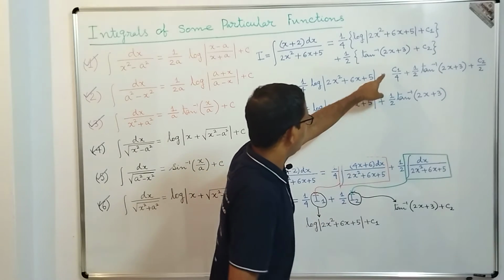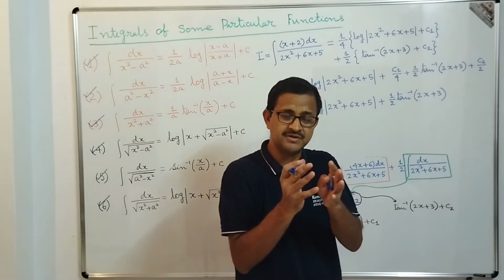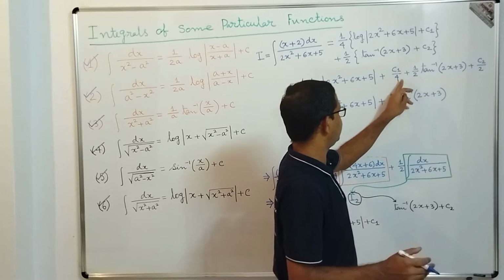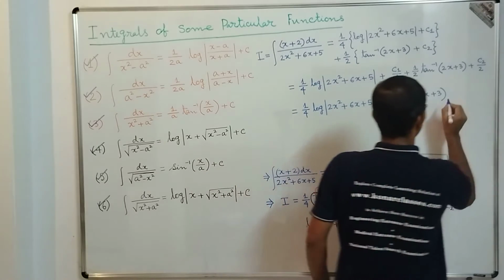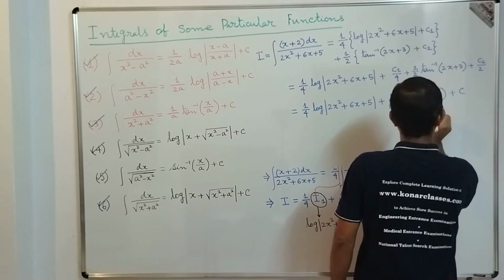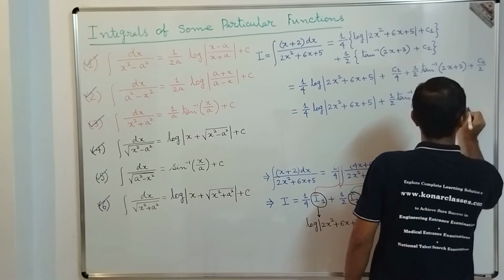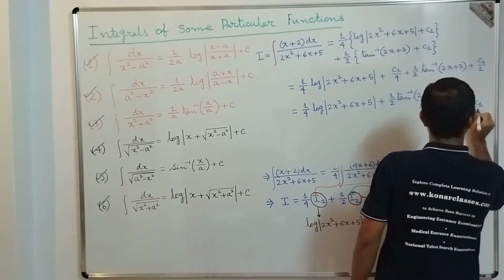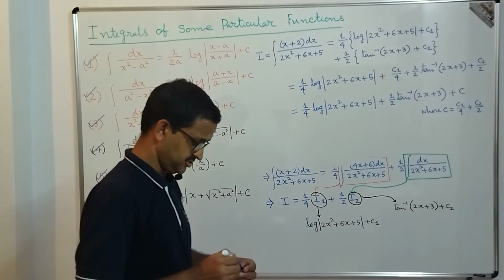Now this c1 by 4 plus c2 by 2 we can club together, that means we can join together, and make it as c. So we can write plus c, where c is equal to c1 by 4 plus c2 by 2, and this is the value of the required integration.